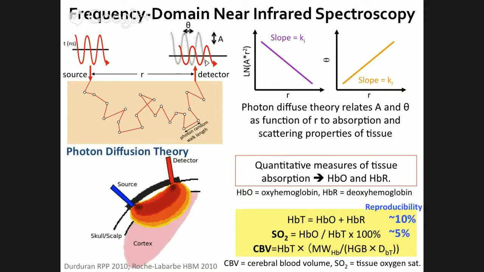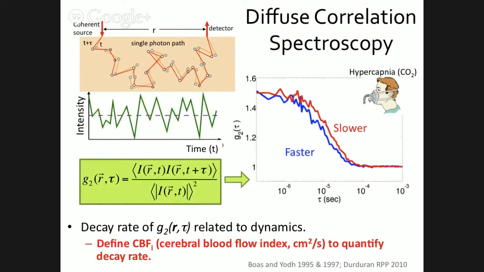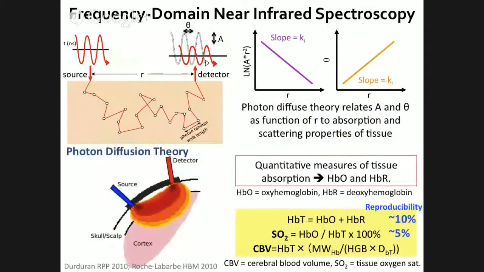We've assessed how reproducible these measurements are in neonates, and we see about a 10% reproducibility of hemoglobin and 5% in oxygen saturation, which is pretty good. So we measured multiple times on the same baby. Compared to a commercial NIRS device, it's very good, and given the amount of local heterogeneity in the tissue, I think 5% is good.